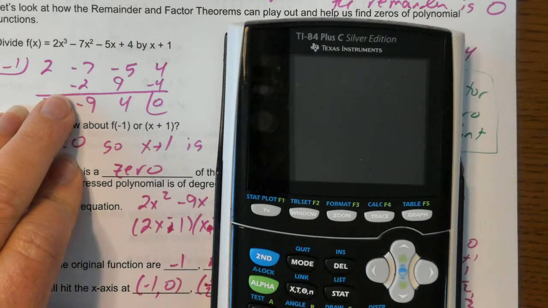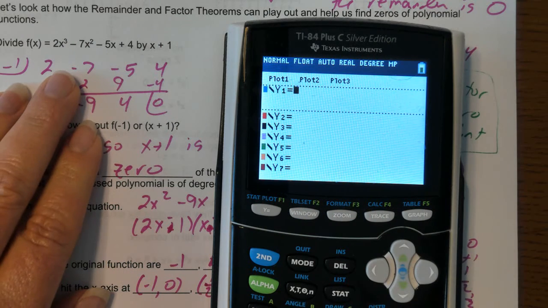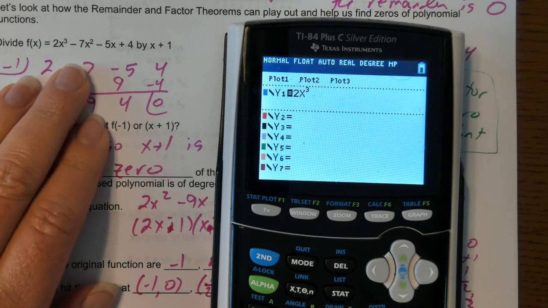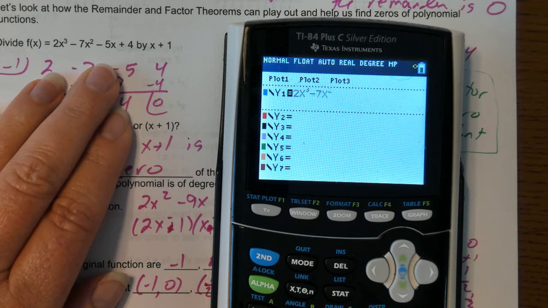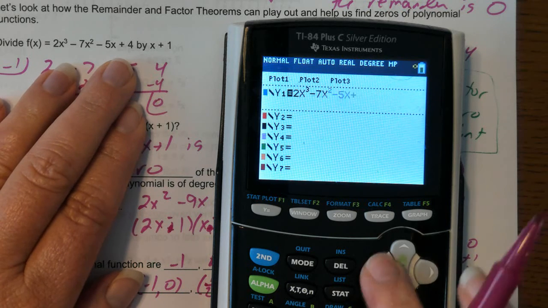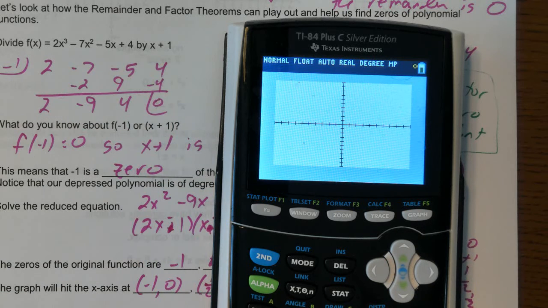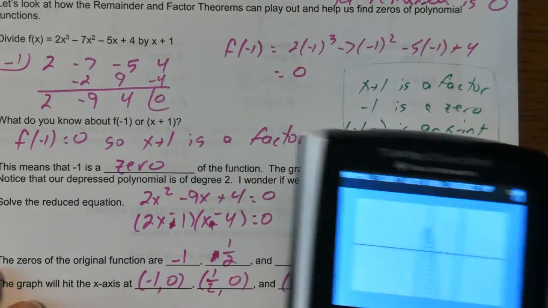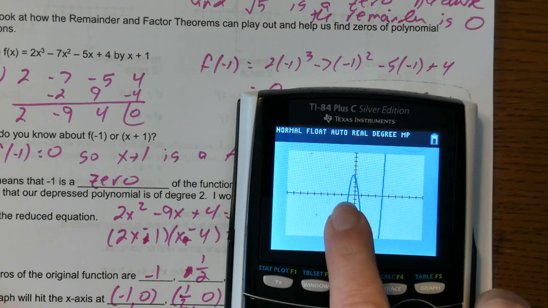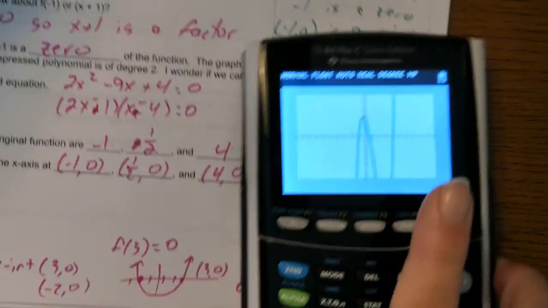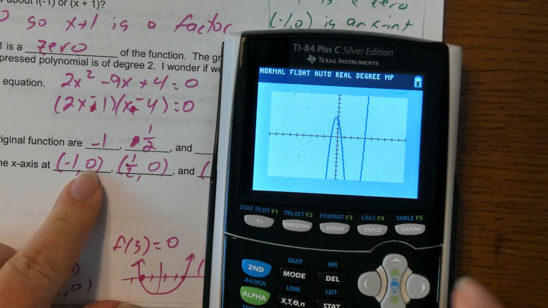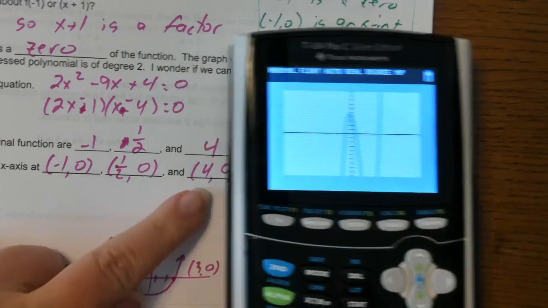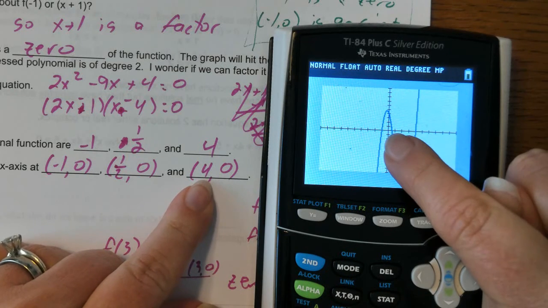And watch this right here. If I graph my original, here's my original function. And sure enough, the graph hits the x-axis at negative 1, 0. That was one of our x-intercepts, negative 1. Positive 4, 0. And then this one right here, it's kind of hard to tell.